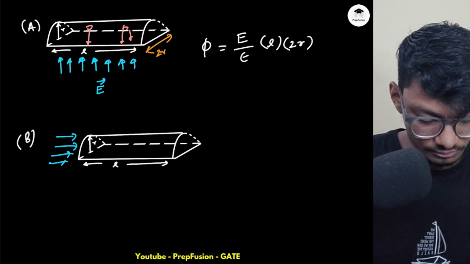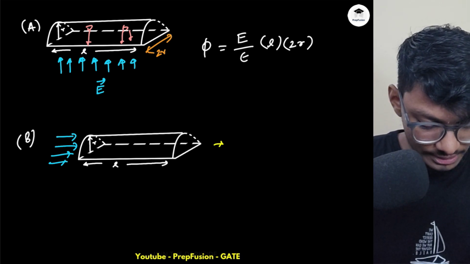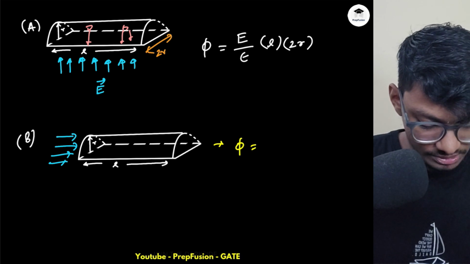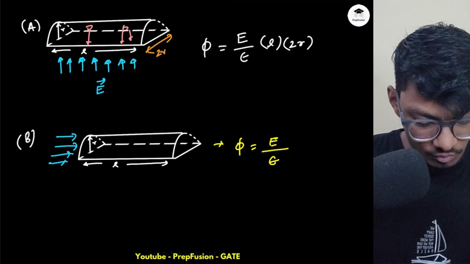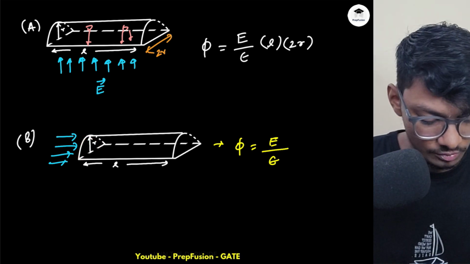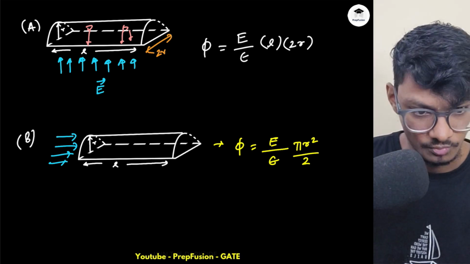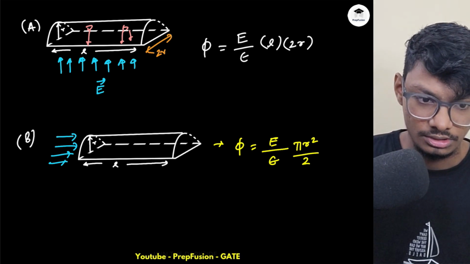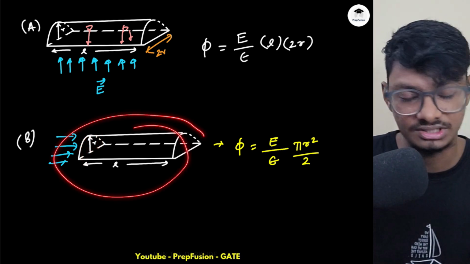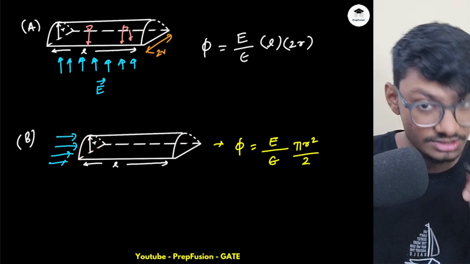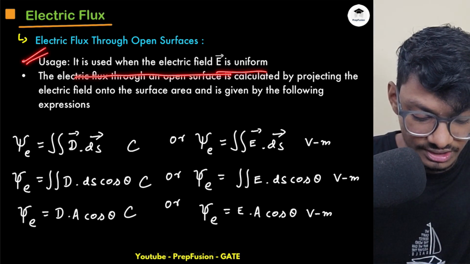Okay, so here what will happen? Again, the simple flux formula phi will be simply E divided by epsilon into the area of this. It is pi r square divided by 2, right? Area of a disk is pi r square, so it will be pi r square divided by 2. Okay, so that is the flux that is passing through this particular surface. We'll talk about closed surfaces later on, because flux passing through closed surfaces can be 0 as well.